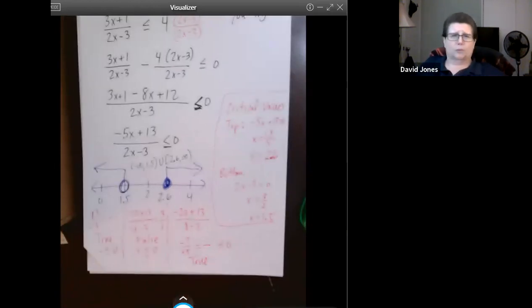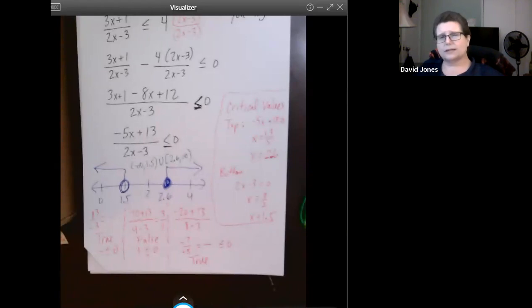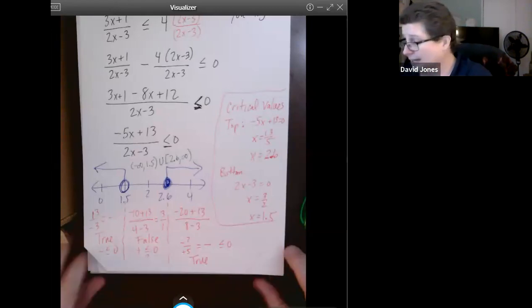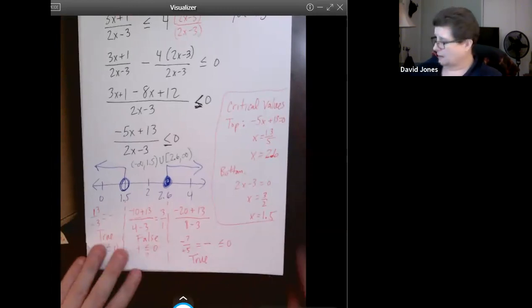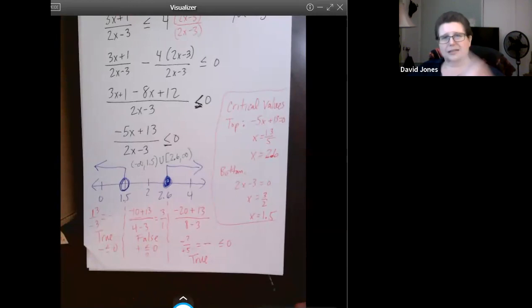That wraps up 1.7. We covered inequalities: linear inequalities, quadratic inequalities, rational inequalities. In 1.8, we're going to do absolute value inequalities. Good times, good times. Remember, when you divide or multiply by a negative, you need to flip the inequality. Always, always, always. All right. That's it for this section. Peace.